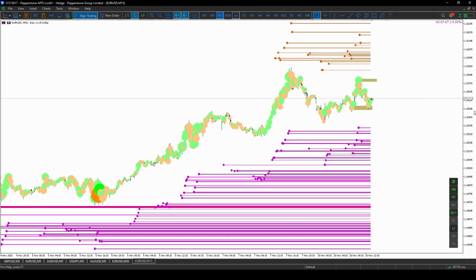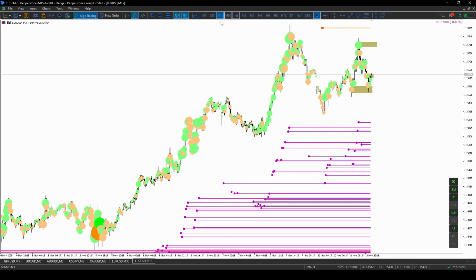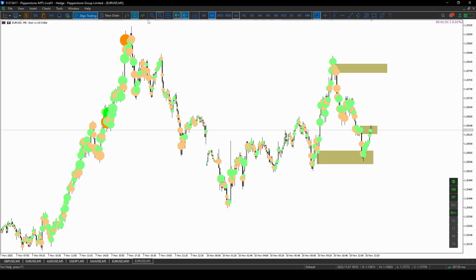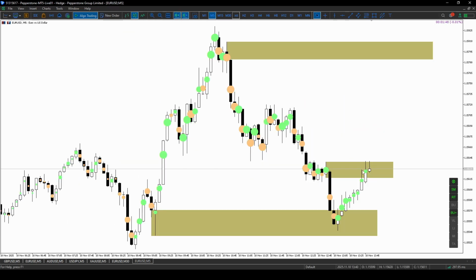Okay, so let me get back to our 5-minute time frame. Let's disable this liquidity thing. Now let's zoom in.